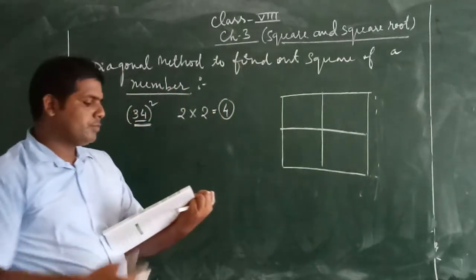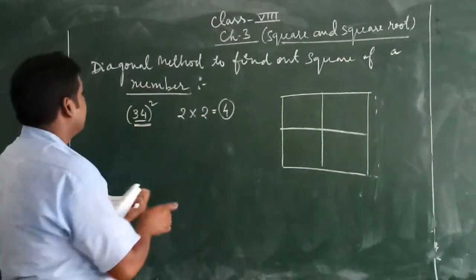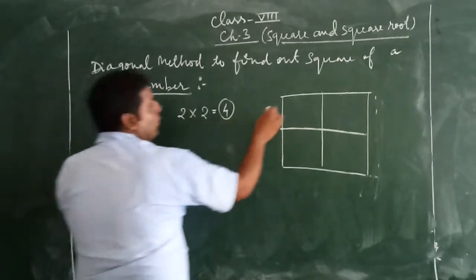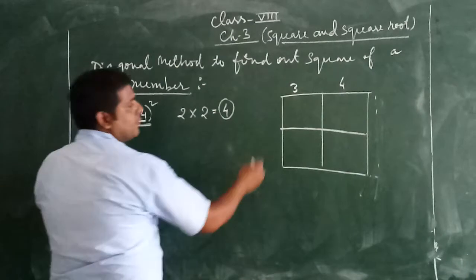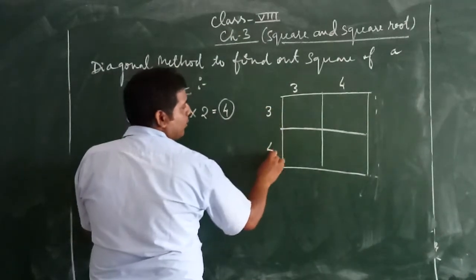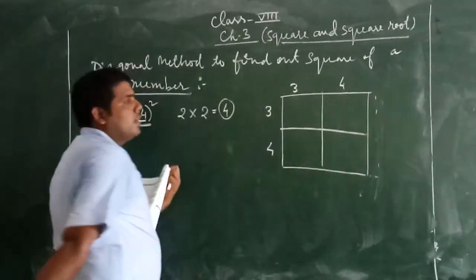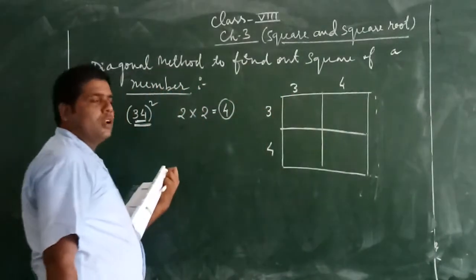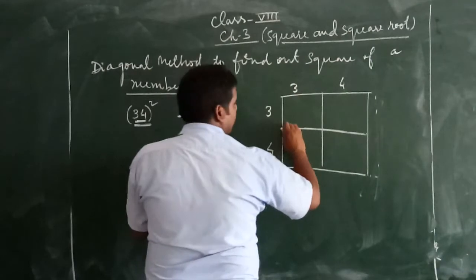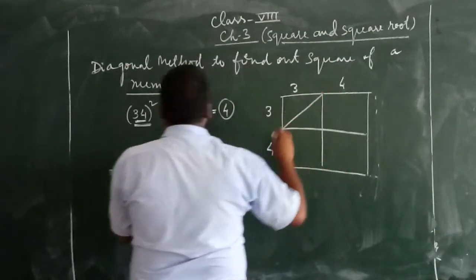Okay, now 34: we write 3 here and 4 here, and write 3 here and 4 here. We place 34 in the row and 34 in the column. Now make 2 parts in each box.